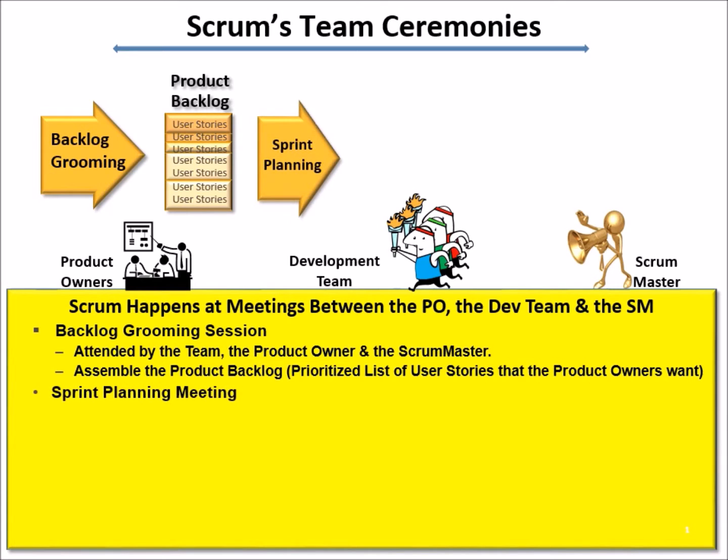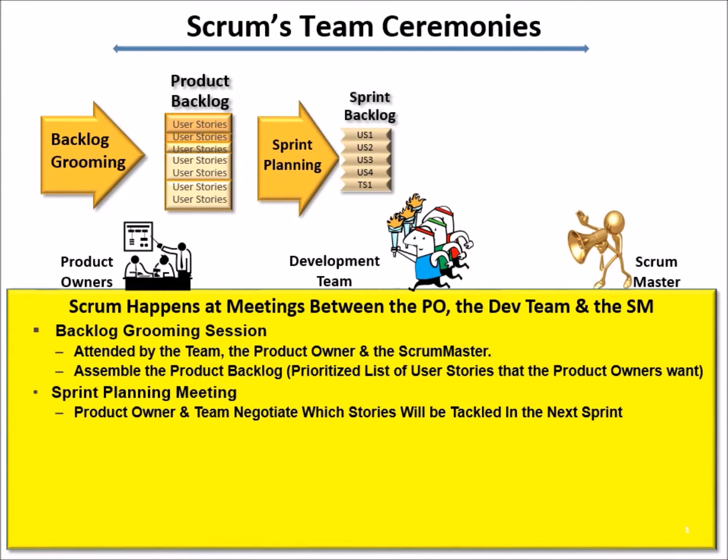The second ceremony is the sprint planning meeting. It's during this meeting that the product owner and the team negotiate to determine which of the stories are going to be tackled during the next sprint. The result is a list of user stories that is called the sprint backlog.